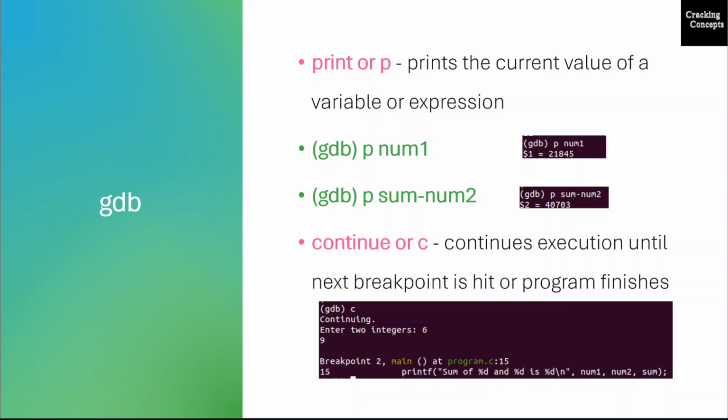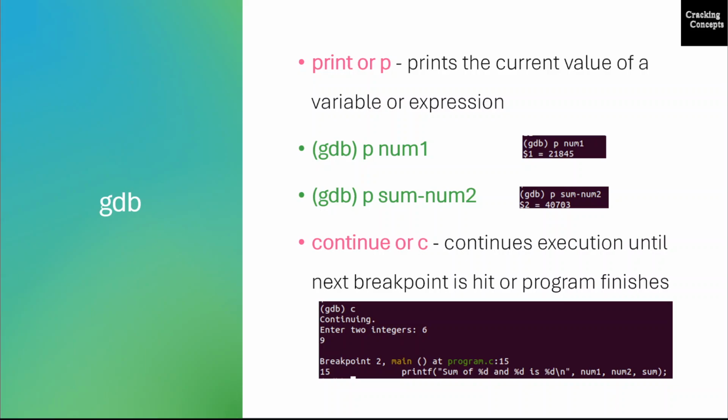Then there is the option print or P, which will print the current value of a variable or expression. For example, we give P space num1. num1 is the name of the variable in which one of the numbers to be added is stored. Its result is $1 followed by a value. This $1 is a GDB internal variable reference. GDB stores the result of every print command in a history variable, so you can reuse the value in subsequent commands. Followed by this value, which is the current value of the variable at that specific point in the program's execution.